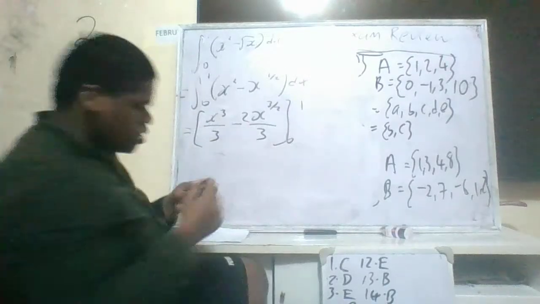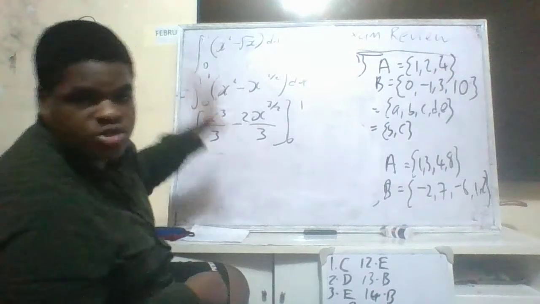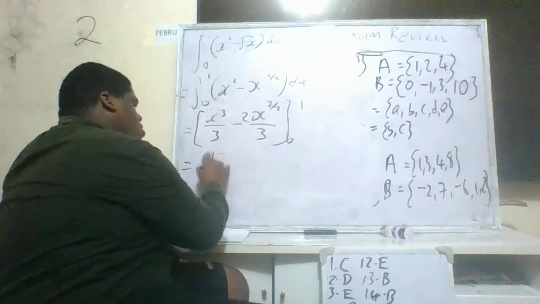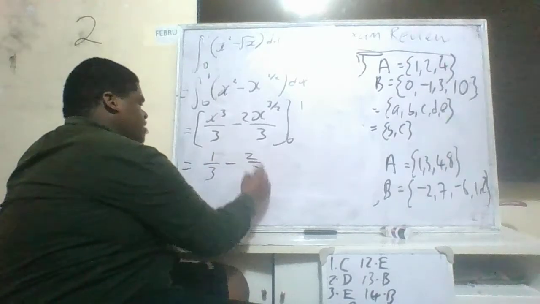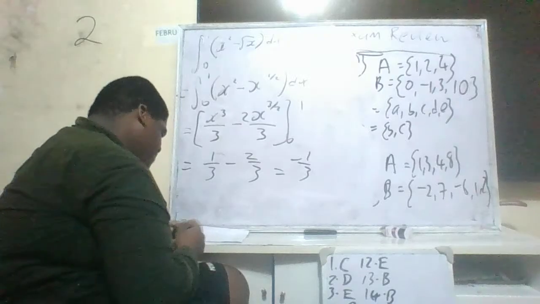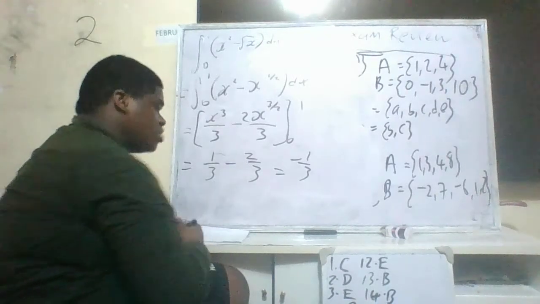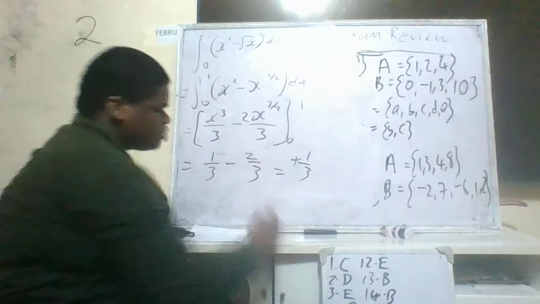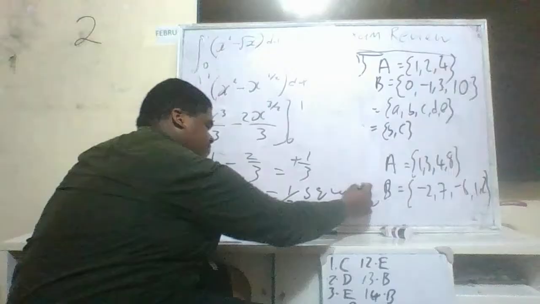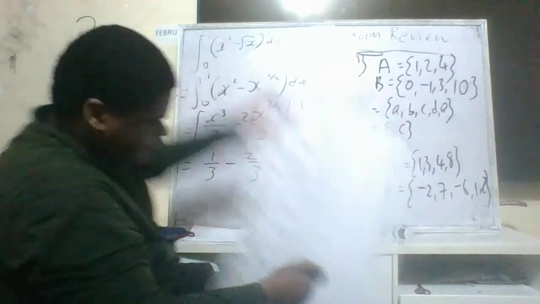From 0 to 1. When x is equal to 0, the lower limit would be equal to 0. So there's no need for us to find the lower limit. We only find the upper limit. The upper limit is equal to 1 divided by 3 minus 2 divided by 3, which is equal to negative 1 over 3. But remember, we are not dealing with the negative answer. So all negative answers change to positive because I find the absolute value. So our final answer is 1 over 3 square units. That's option E.